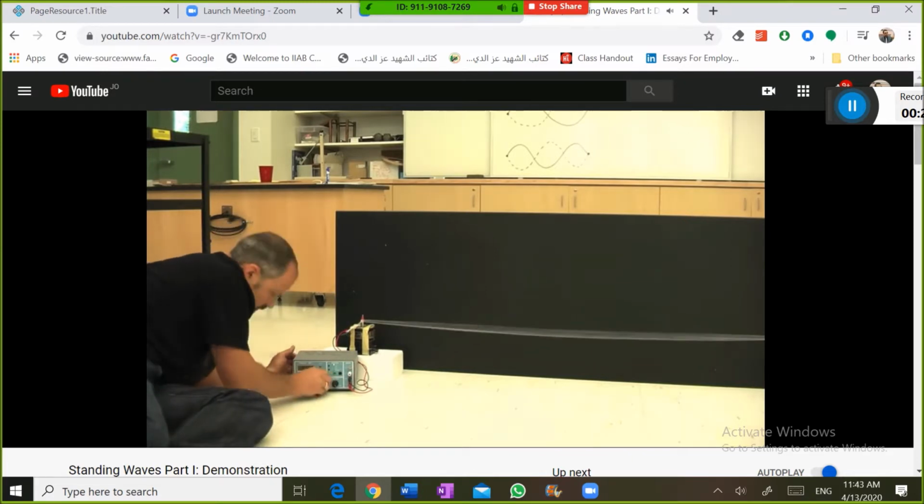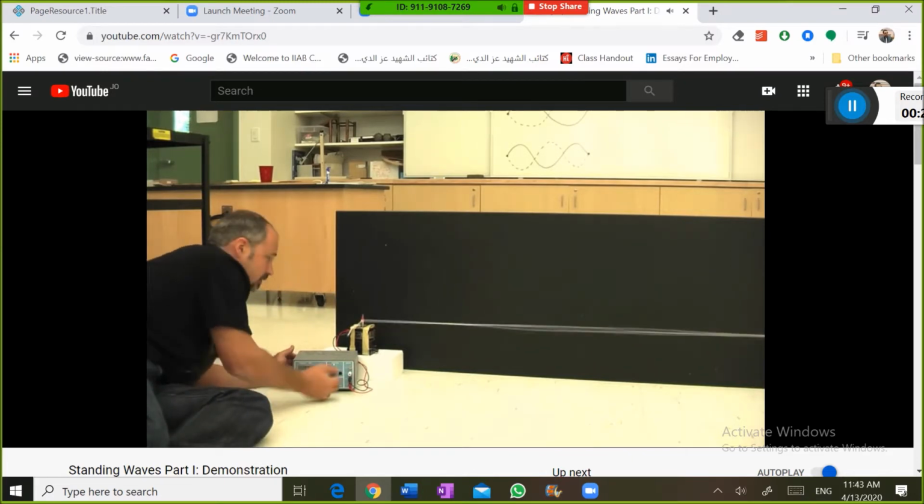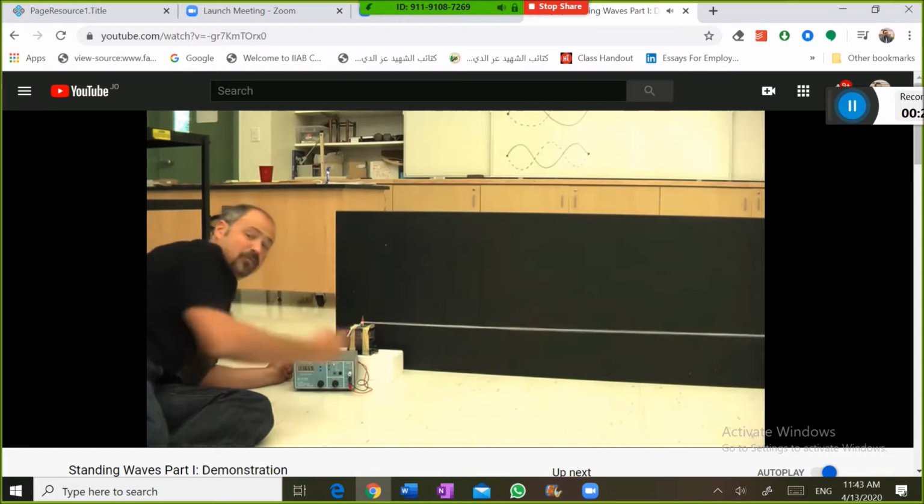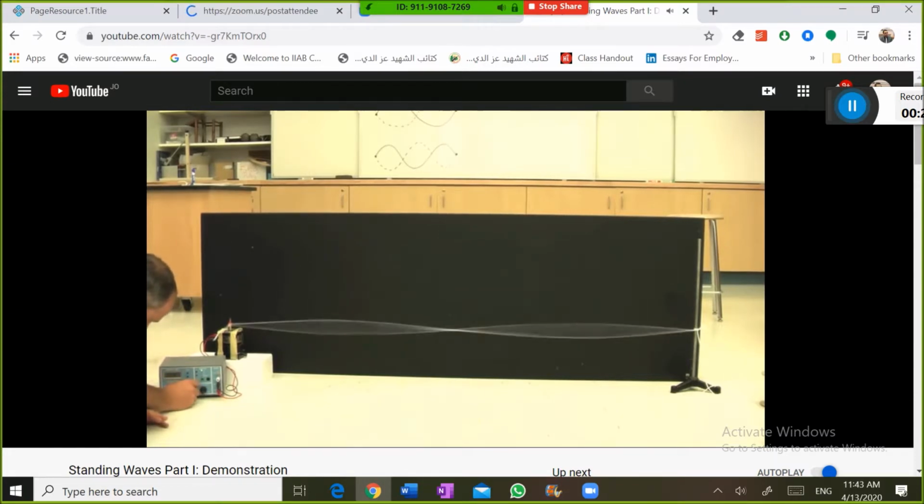Let's go a little higher. So it's sending waves back and forth, but these waves are out of sync, if you like. They're not exhibiting consistently constructive or destructive interference at any one point. But if I set it here, for example, I have what's called a standing wave.